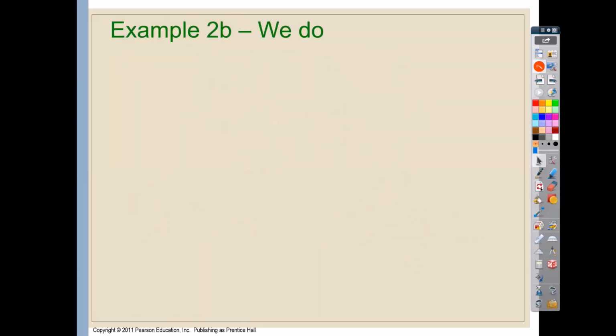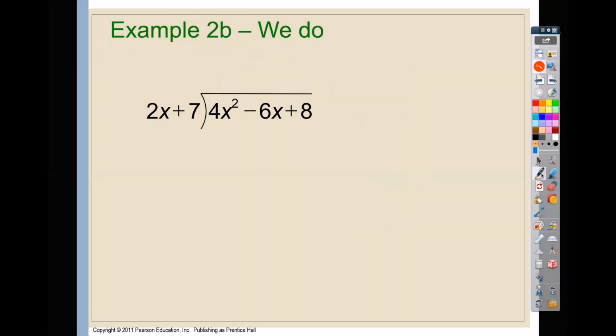Okay, next slide. So we're going to do this one together. So what do I need to multiply to 2x to get 4x squared? A 2x. Notice how I'm putting this above its like term. That just helps me keep everything straight.